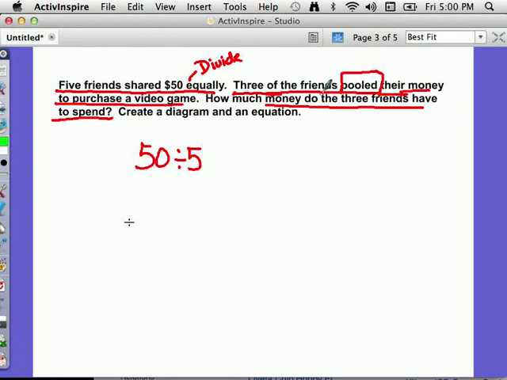But 3 of those friends are going to take that $10 and put them together. So instead of saying 10 plus 10 plus 10, I can multiply that by 3. Is that correct? Here I go with those parentheses again, because I could have done that without the parentheses. Exactly. Now, 50 divided by 5 would give me 10 times 3 will give me $30. How much money do the 3 friends have to spend? They have to spend a total of $30. I did answer the question. I didn't stop at 10. Wow. All right.